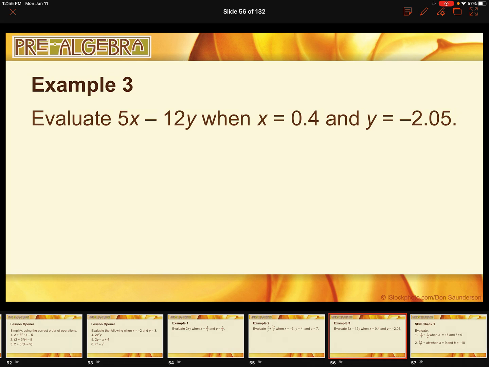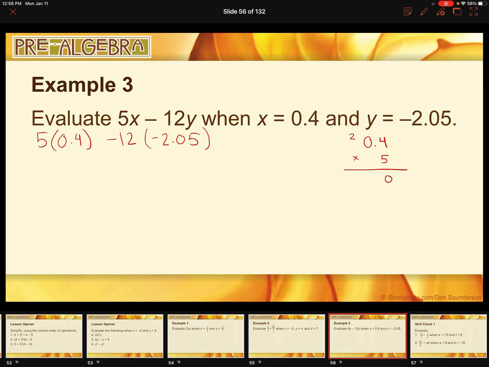Okay, let's throw in one with decimals. Evaluate 5x minus 12y when x is 0.4 and y is negative 2.05. So I'm going to plug it in. 5 times 0.4 minus 12 times negative 2.05. Okay, if you want to come over to the side and stack to multiply, you can.